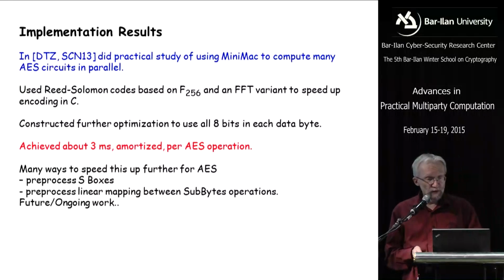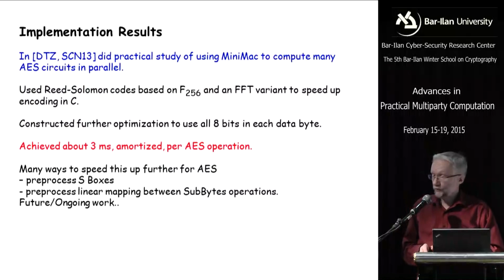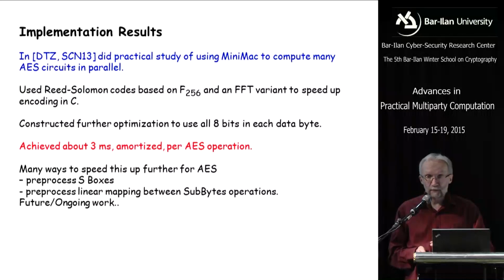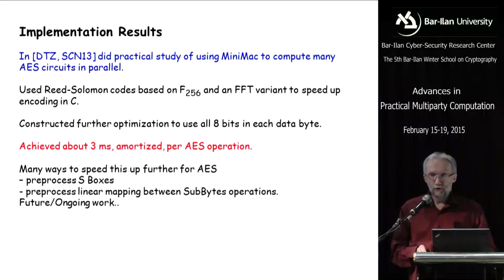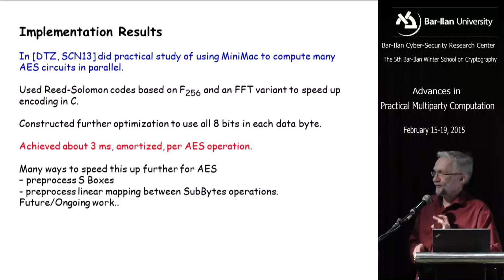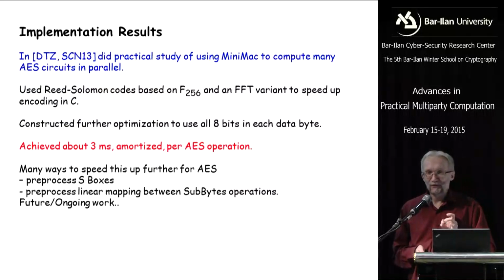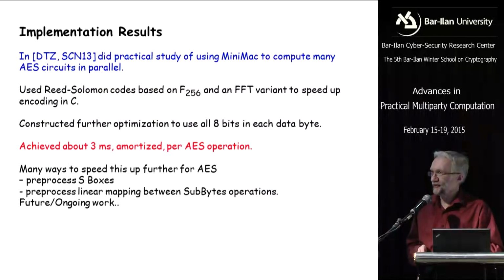So what we did was we took codes over the field with 256 elements, and we did some fast Fourier transform variant to speed up the encoding in C. Here the point is, the multiplicative group in the field has order 255, which is not a power of 2, unfortunately, so we can't just use FFT as usual, but it still factors into smaller things, so we can do something similar.